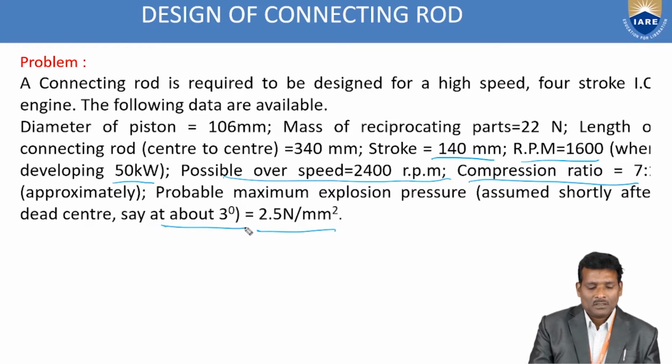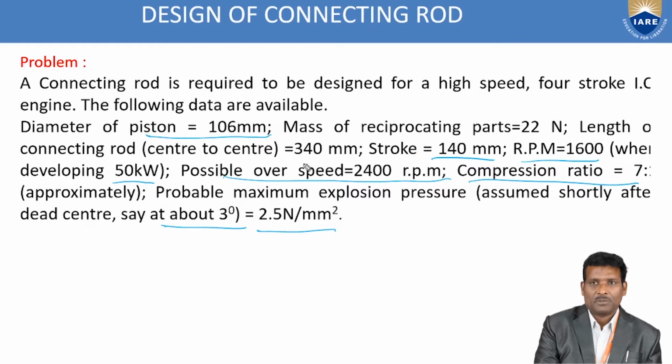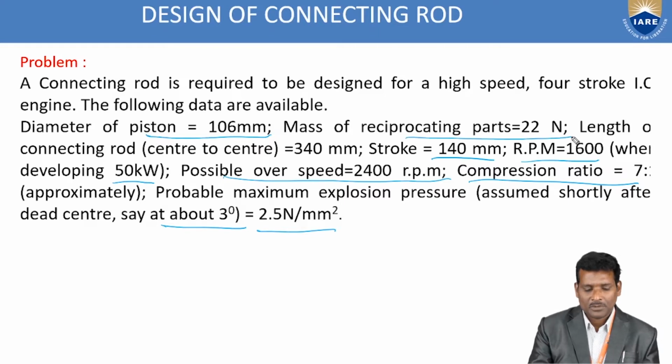So the given problem on connecting rod is for a 4-stroke IC engine. The available data are the diameter of the piston and the mass of reciprocating parts, 22 newtons. According to our design procedure, we have to solve this problem. I will explain how to solve it.